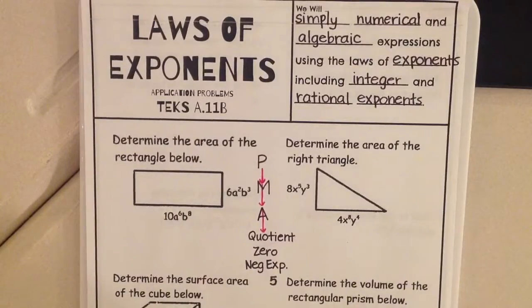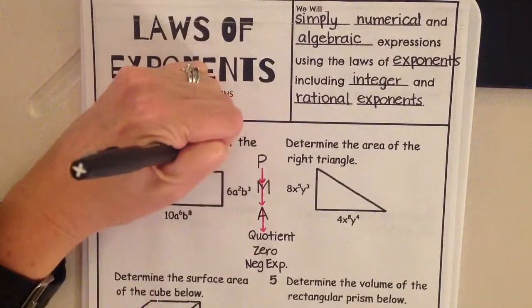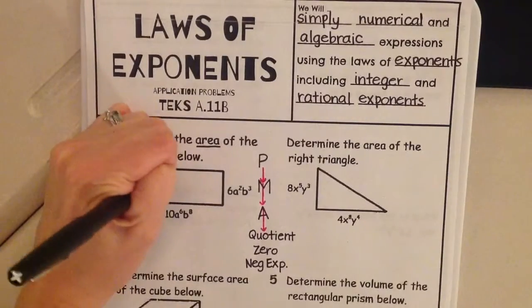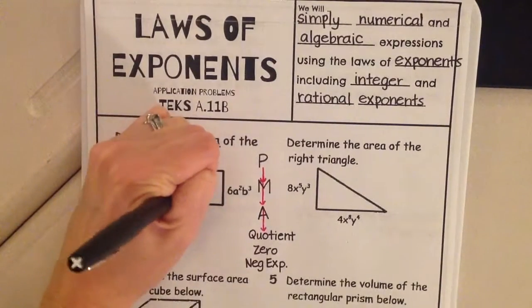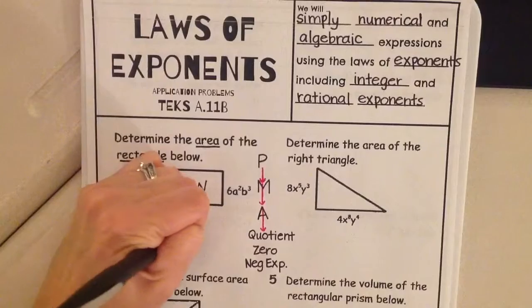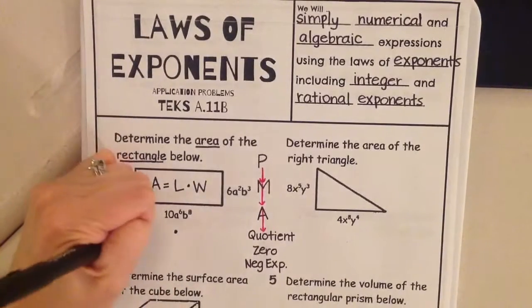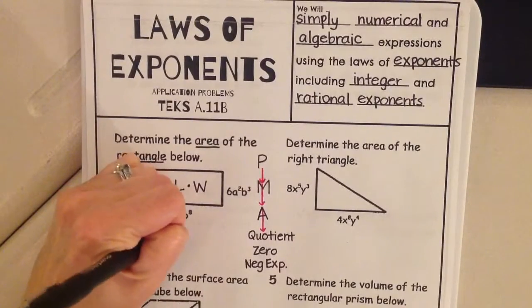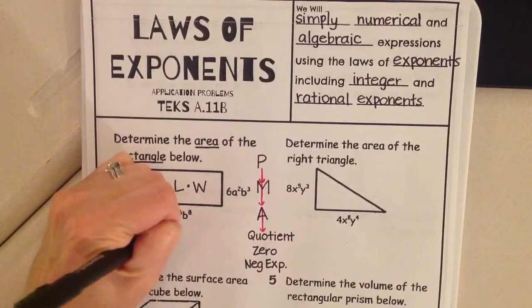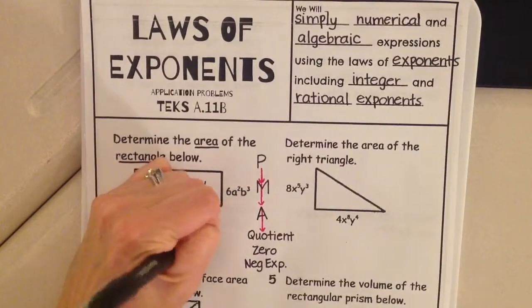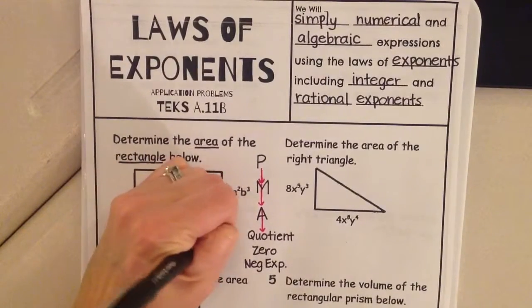All right, so the first thing I've got to do is they have asked me to find the area of the rectangle. If you don't remember your formulas, there is a formula chart posted to Canvas, and the area of a rectangle, if you remember, is length times width. So I'm going to write that here: area is equal to length times width. Well, what did they use for the length? They used 10 a to the 6th b to the 8th power. I'm going to write b as a capital B so it doesn't look like my 6. And then I'm going to plug in my width, which is 6 a to the power of 2 b to the power of 3.